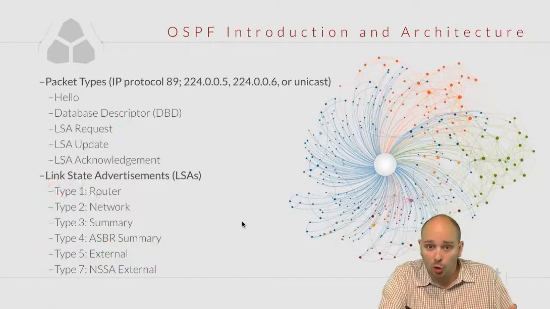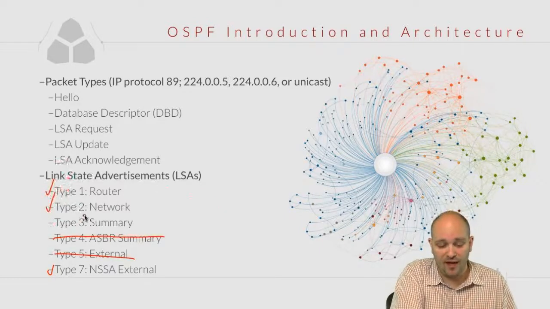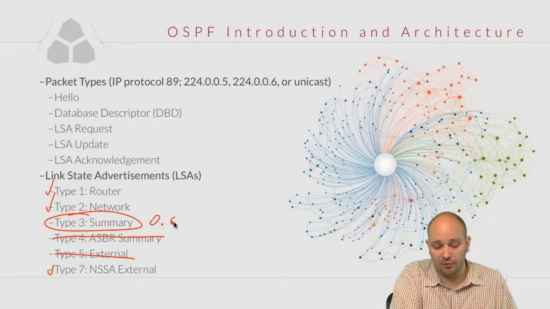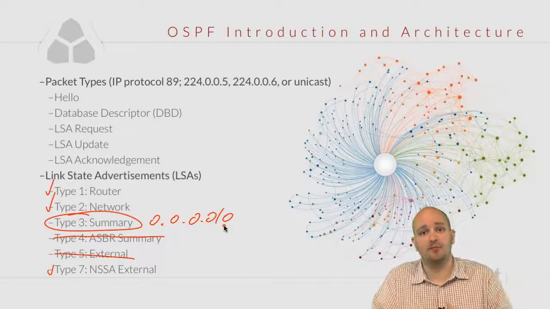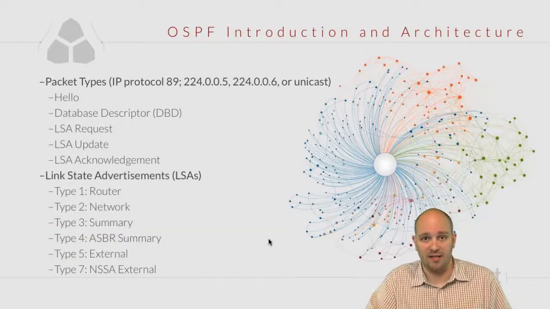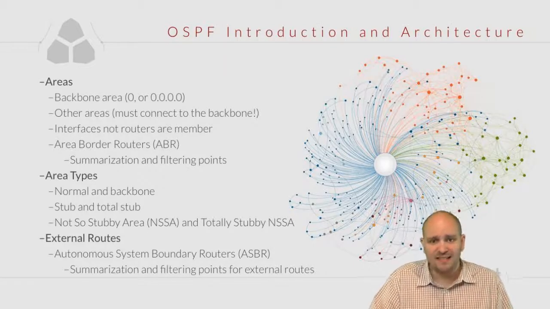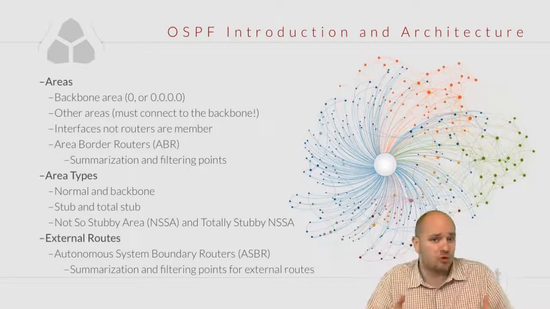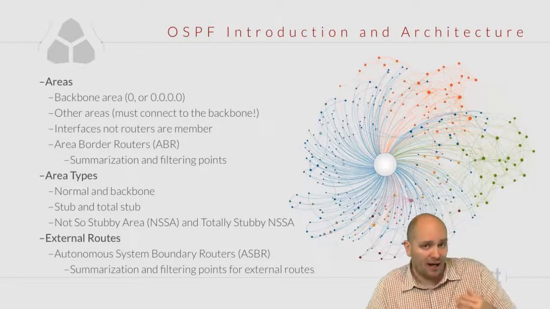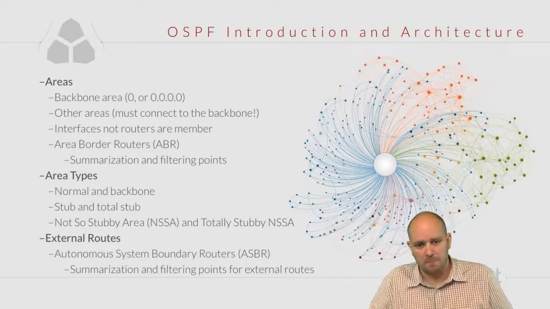Similarly to this, the totally stubby NSSA area can have types 1, 2, 7, it cannot have 4 and 5, and it will have the default route as type 3 summary, but all other routes that might be coming from different areas are not going to be there. So there are these different area types that exist that allow us to provide some sort of built-in architectural filtering of what kind of routes we want to have in different parts of our network.